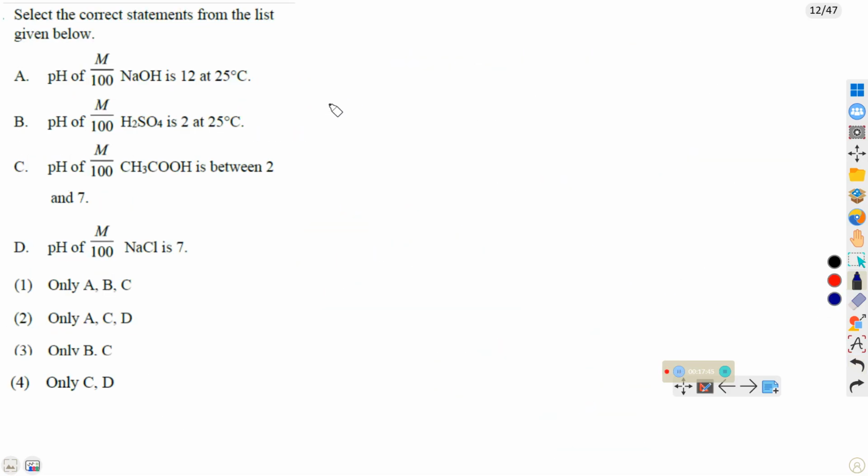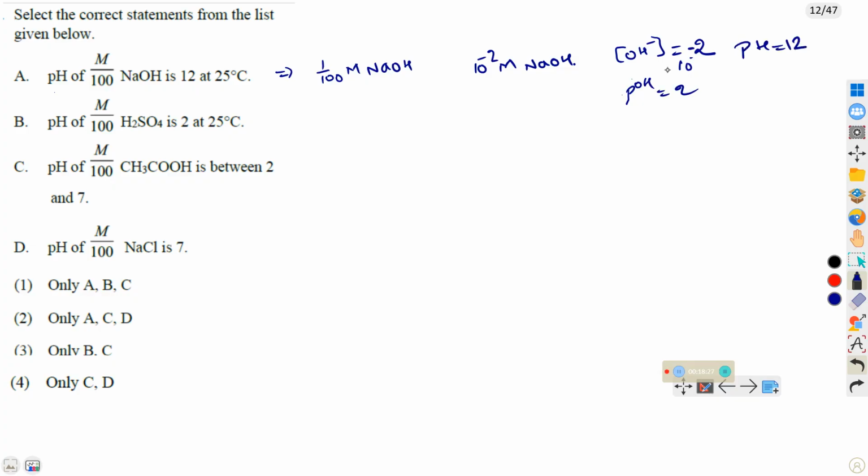Select the correct statement from the list given below. pH of M by 100, 1 by 100 molar NaOH. That means 10 power minus 2 molar NaOH. OH minus ion concentration is equal to 10 power minus 2. Based on this, pOH is equal to 2, pH is equal to 12. So the first statement is correct.